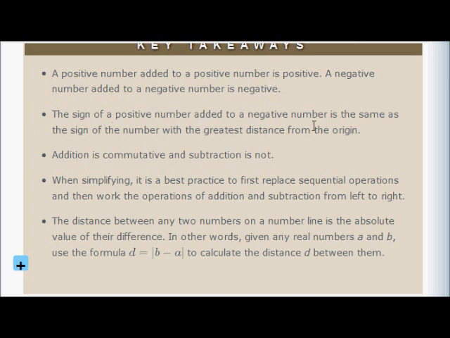So what did we learn? A positive number added to a positive number is also positive. It's even more positive. A negative number added to a negative number is negative, even more negative. And the sign of a positive number added to a negative number is the same as the sign of the number with the greatest distance from the origin. If the positive number is bigger, positivity will prevail, and the result is positive.